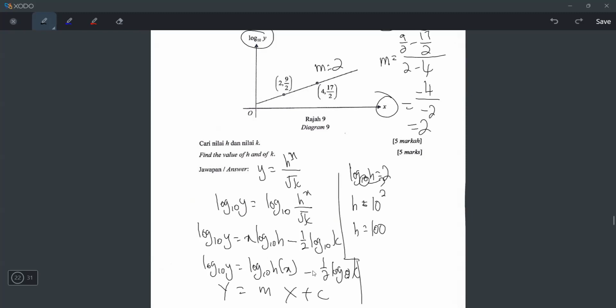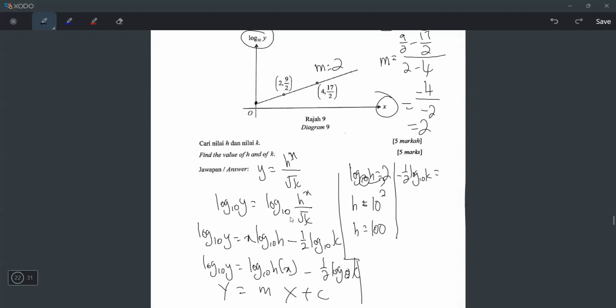What about k? Use the y-intercept. So how to find the y-intercept? Let's write negative 1 over 2 log 10 k equals the y-intercept. But what is the y-intercept? It's obviously here, but they never give. That's the problem. So if they never give, what you have to do is use the passes-through formula.